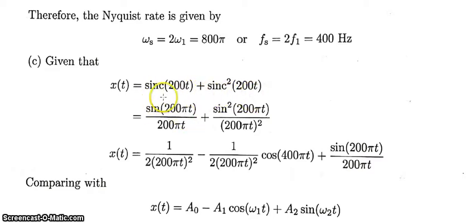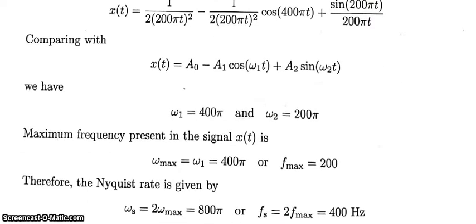Again, sinc is expressed in terms of sine. So the first term is sine 200 pi t divided by 200 pi t plus sine square 200 pi t by 200 pi t the whole square. The first term we can leave as such, and the second term sine square theta is expanded as 1 by 2 into 1 minus cos 2 theta. Okay, therefore we get the frequencies omega 1 as 400 pi and omega 2 as 200 pi.